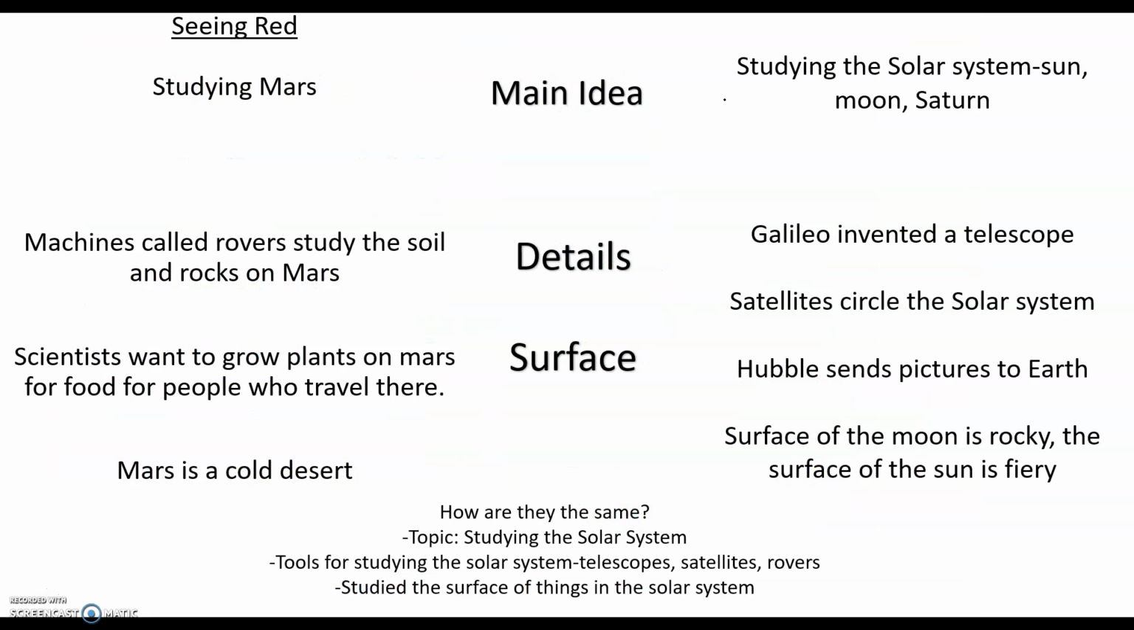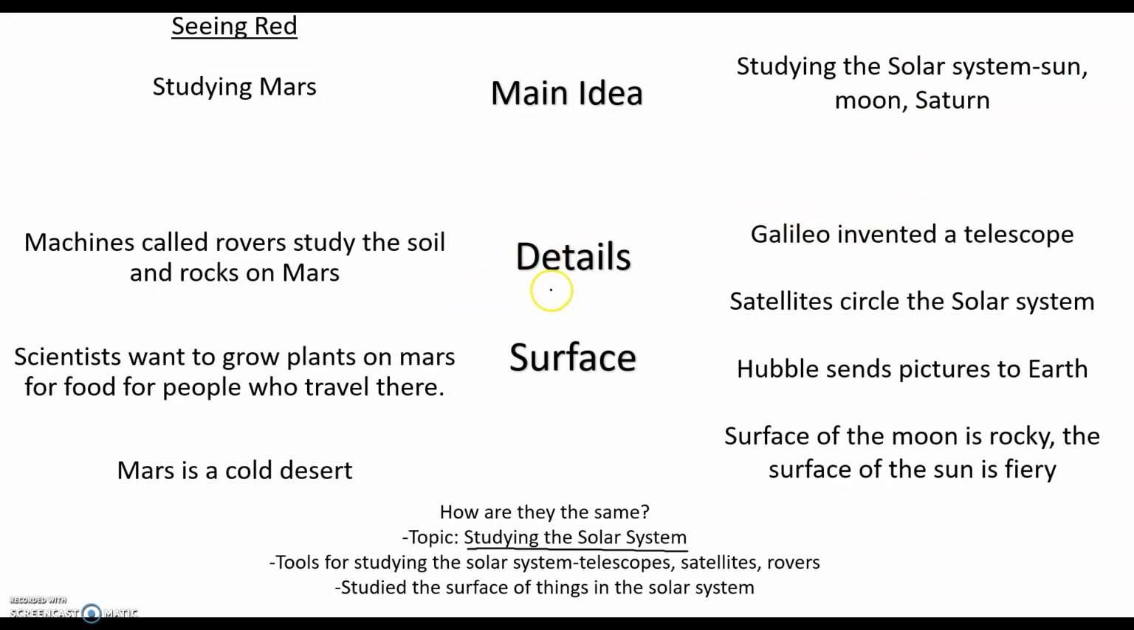Let's talk about how these texts are the same and different. We know that the topic of the two texts is the same. The topic was studying the solar system. The main idea of Seeing Red was studying Mars, while Earth and its Neighbors was about studying the solar system. It talked about the sun, the moon, it talked about Saturn a little bit.